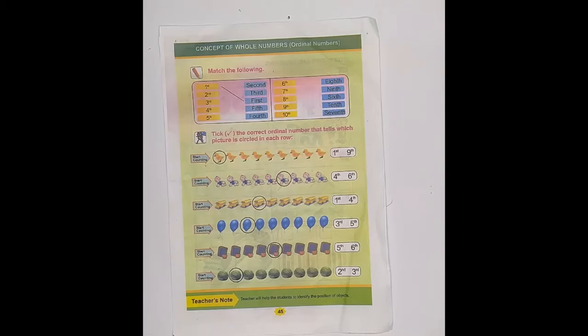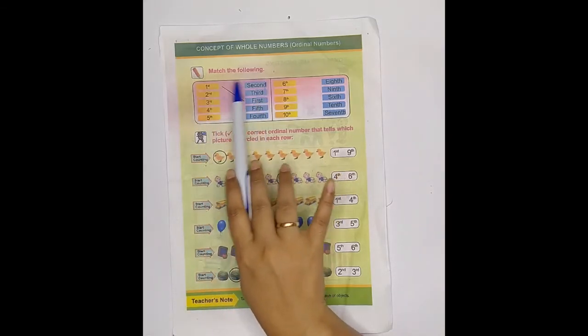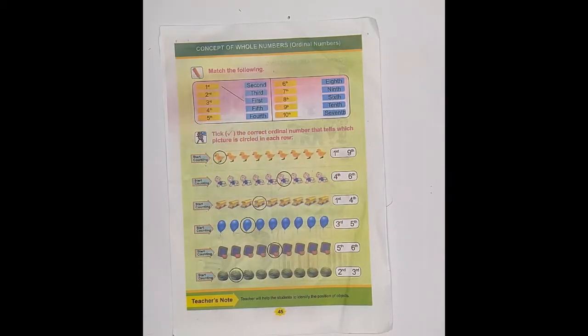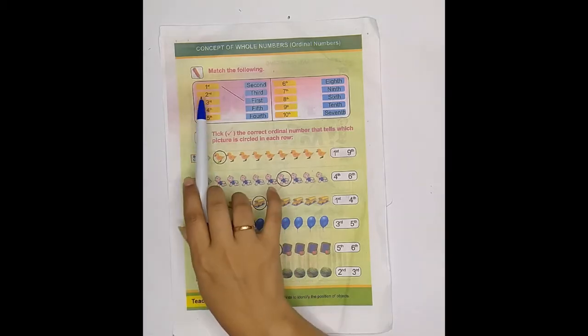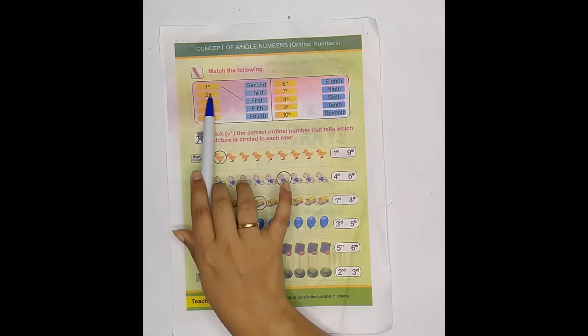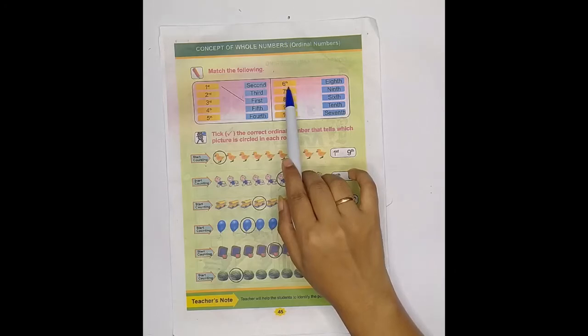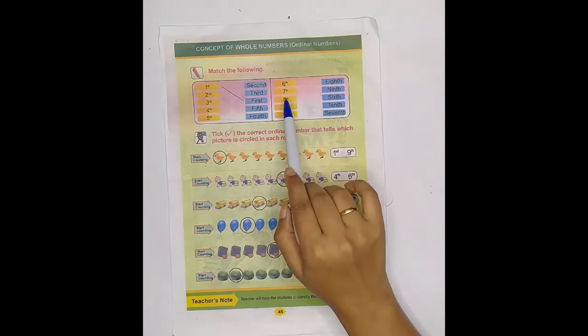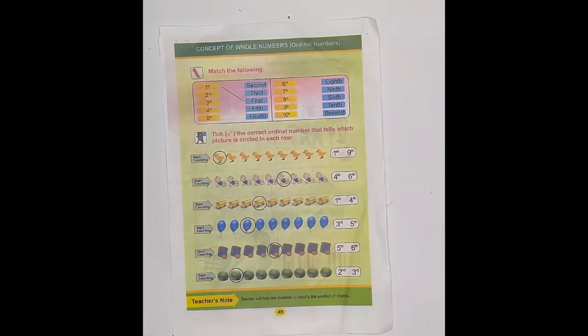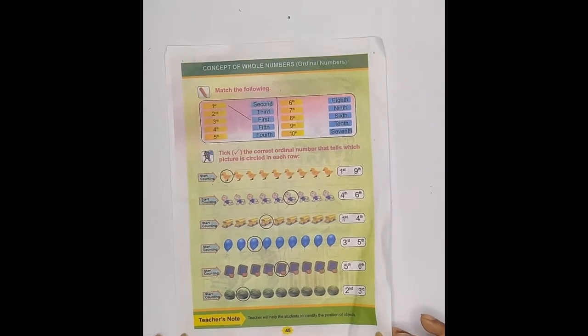We will do exercise number 2, activity number 2. Match the following. Now you can match the following with the help of the following exercise. We will learn the spellings of position also in this exercise, that we can learn the spelling of first, second, third, fourth, fifth, sixth, seventh, eighth, ninth and tenth. Now we can learn the spellings also. Are you ready? Okay.